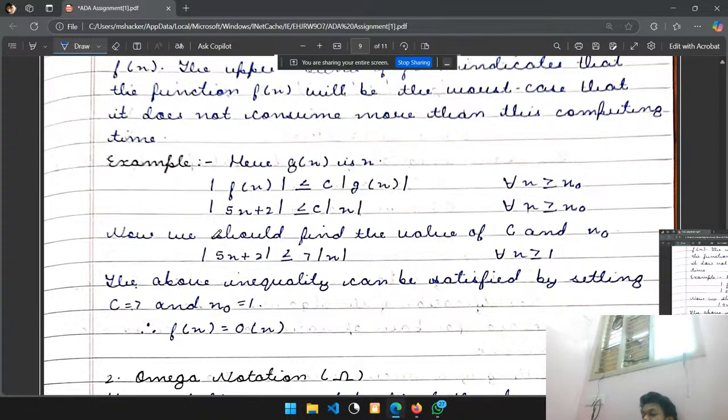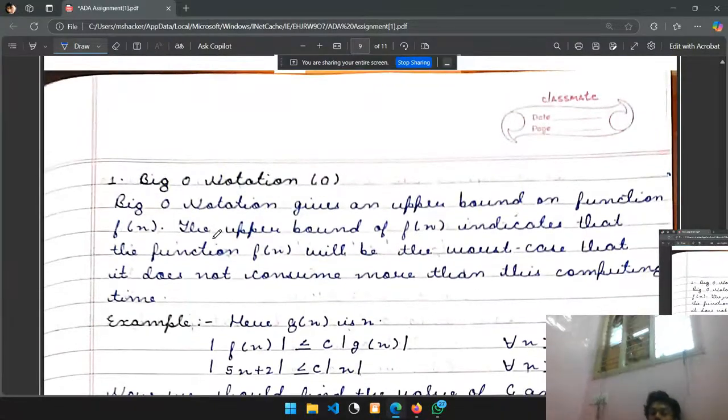Setting c equal to 7 and n naught equal to 1, we have 5x plus 2 at most 7x. The above inequality can be solved. Therefore, f of x is equal to O of n.